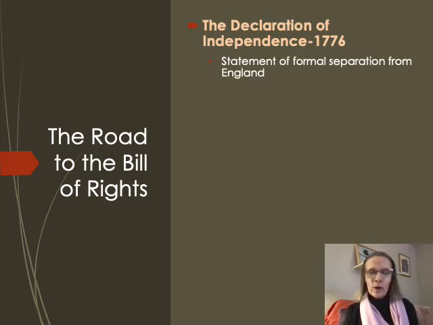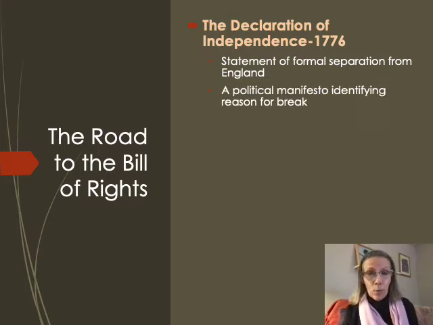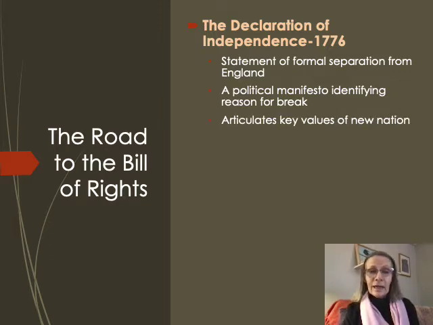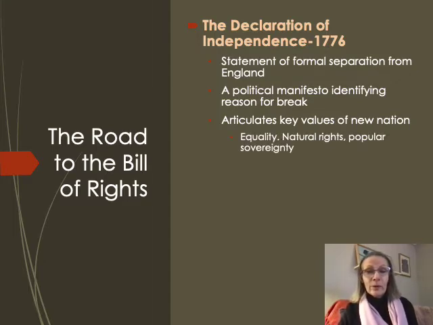And as you know, the Declaration of Independence is a statement of the formal separation of the colonies from England, but it's more than that. It's also a political manifesto that identifies the reasons for why we broke with England. And most importantly, as it relates to the Bill of Rights, the Declaration of Independence articulates key values of this new nation. So we're creating a new nation and we're identifying what our key values are.